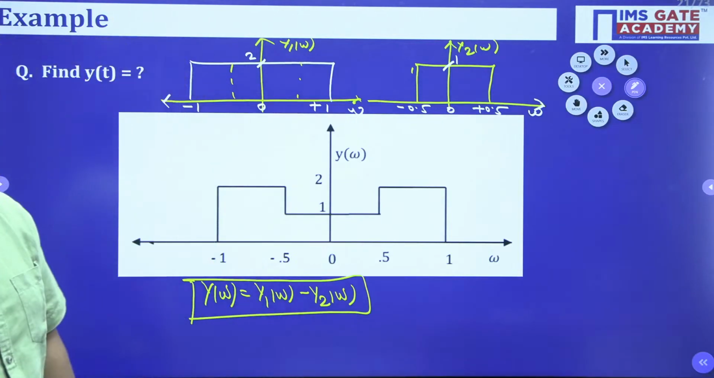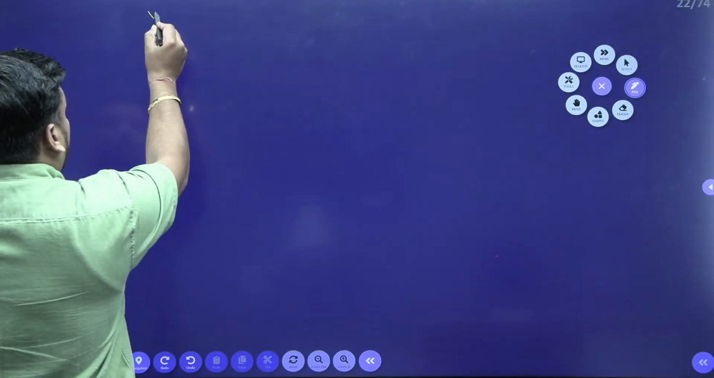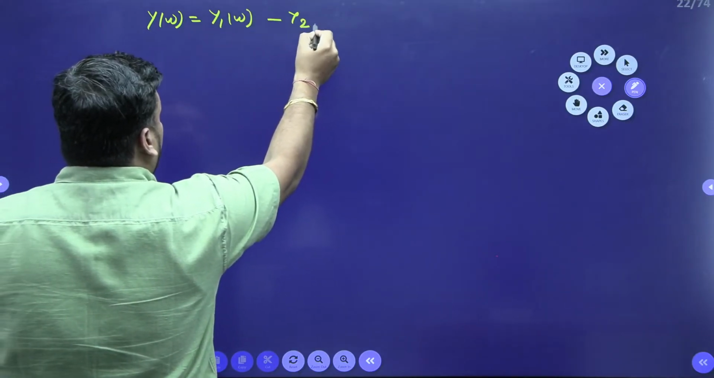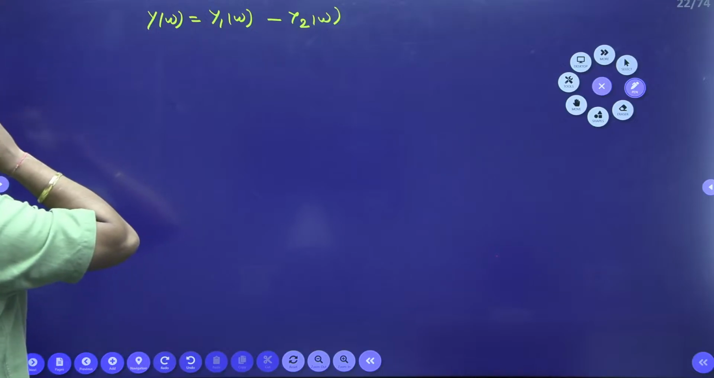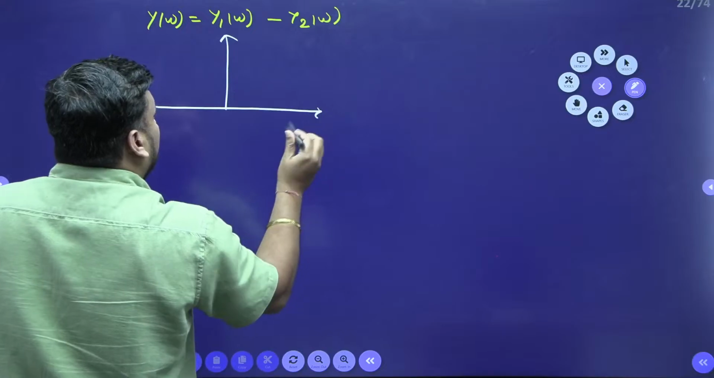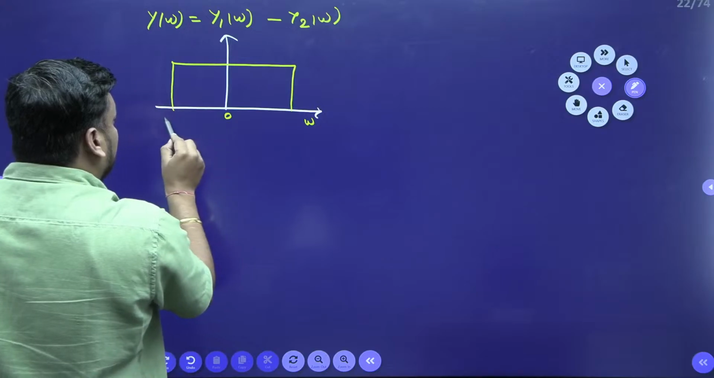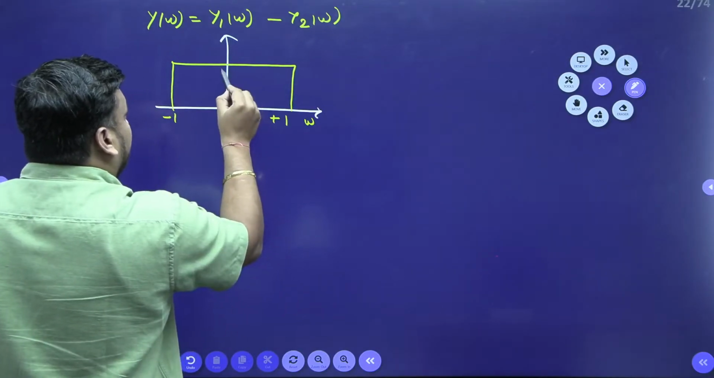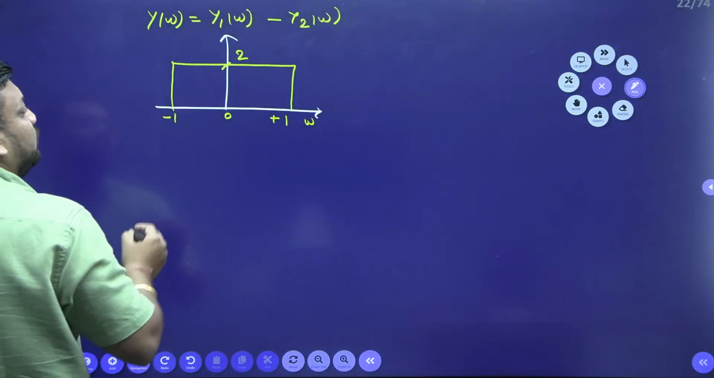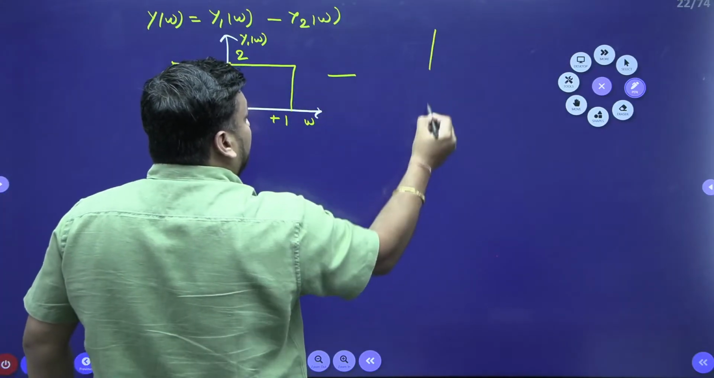Yes or no, Vedehi? So now your objective is, you have y omega, that is nothing but y1 omega minus y2 omega. So you just need to take the inverse Fourier transform. What is y1 omega? I am making the diagram also here. The diagram will look like this. Start from minus 1 to plus 1 and the magnitude is 2. Is it clear or not, beta? Now this is my y1 omega, and minus this is my y2 omega.